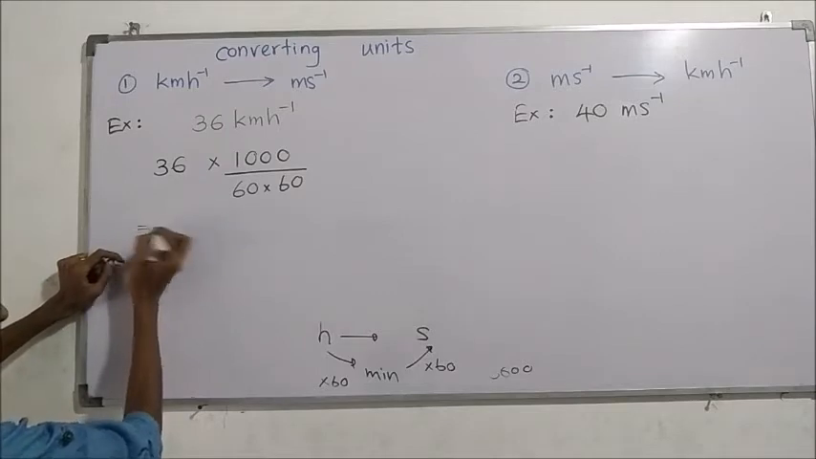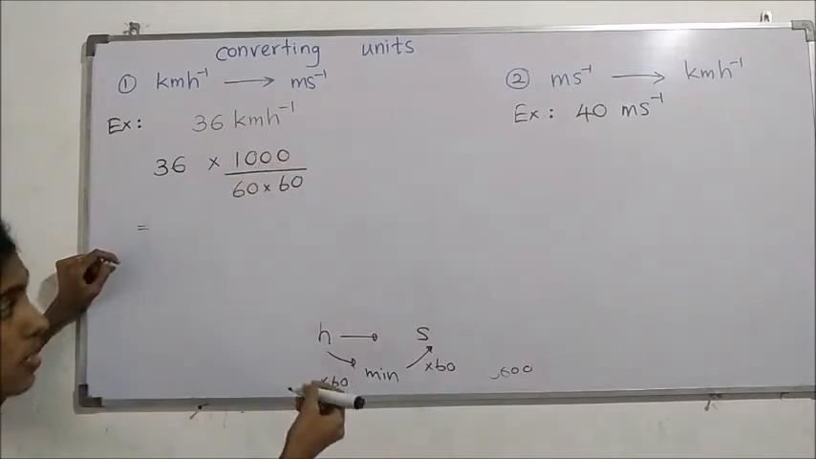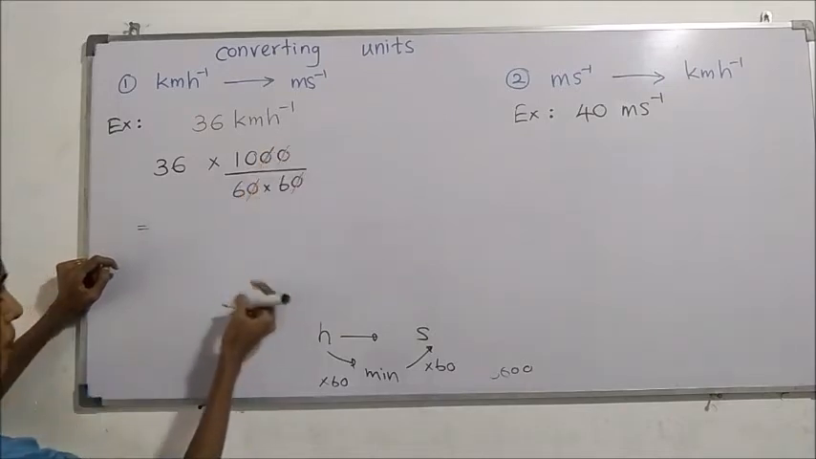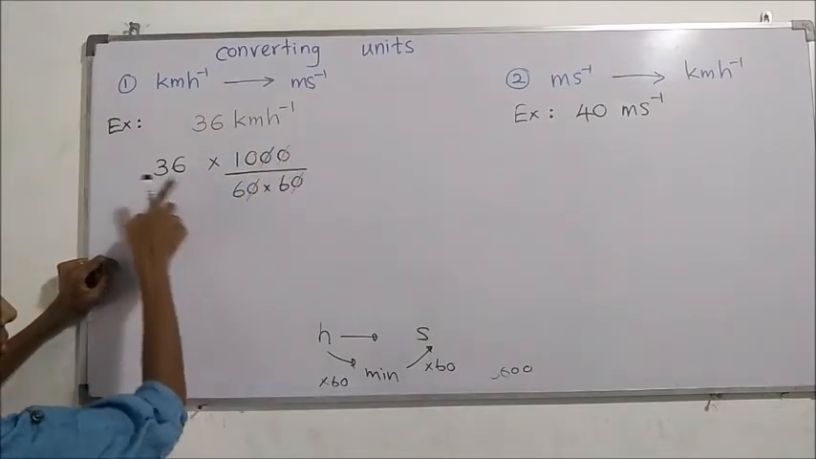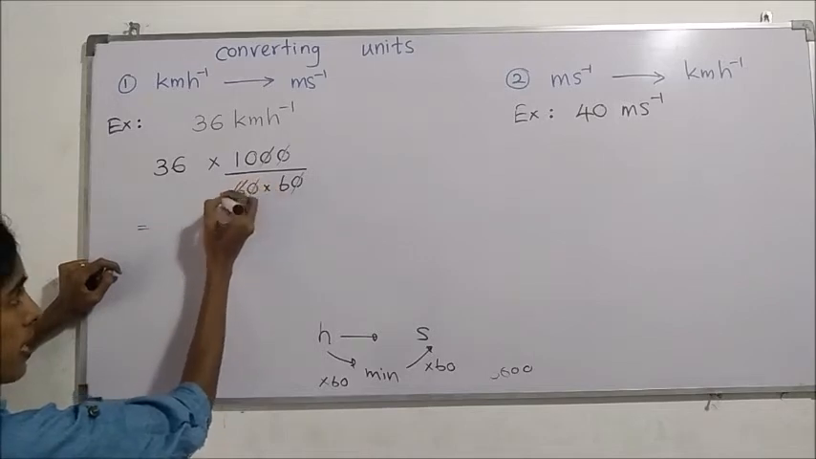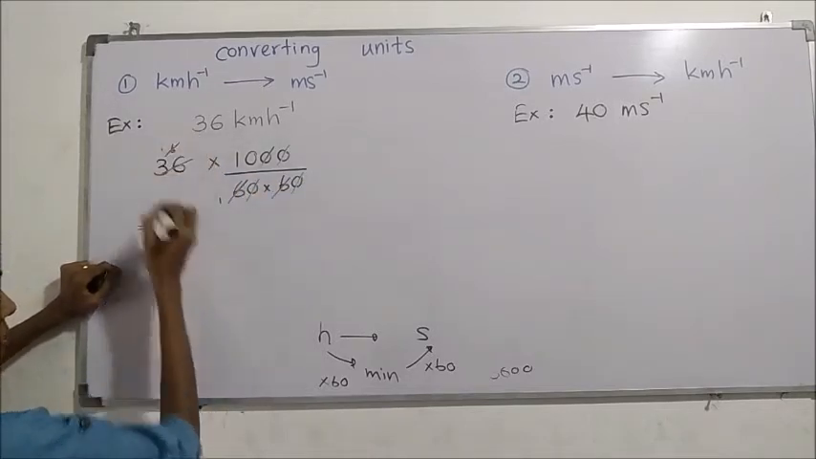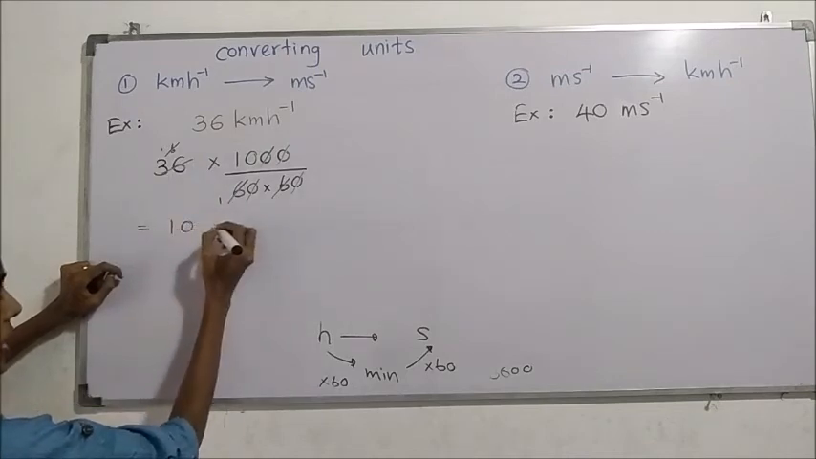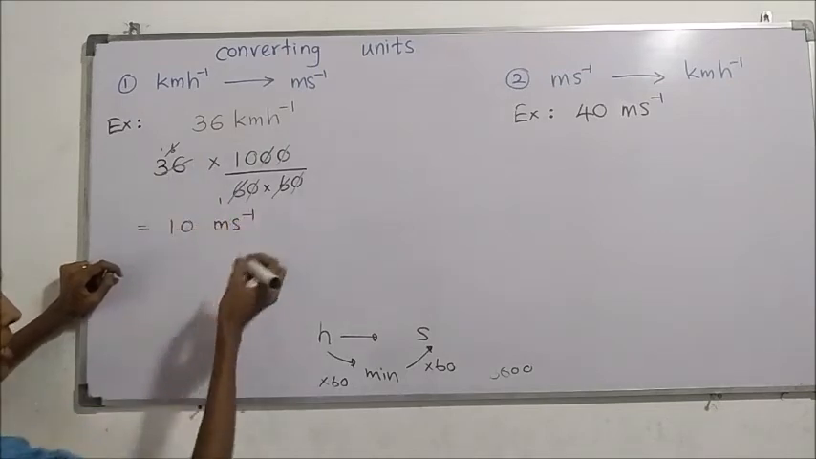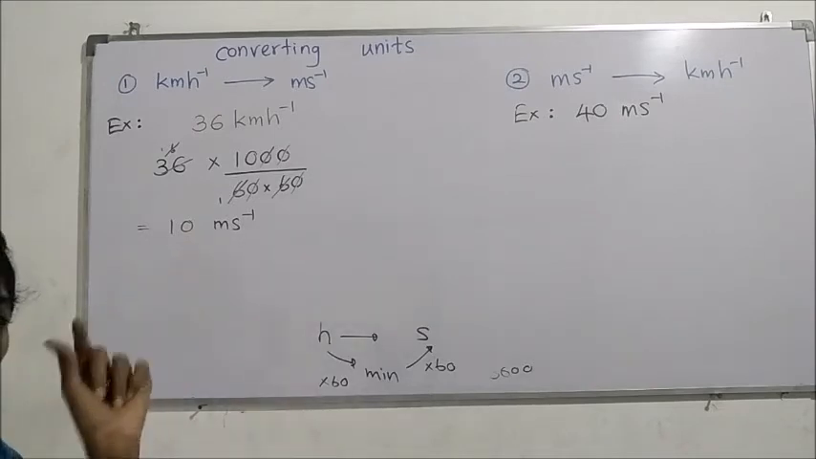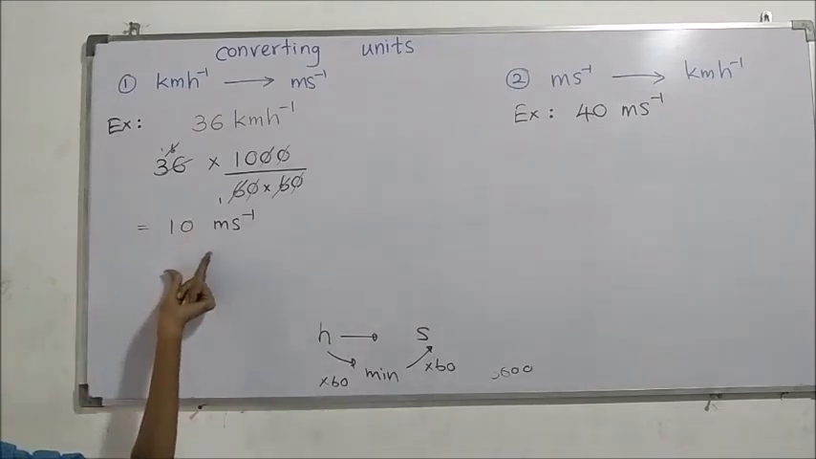Here we can cut the zeros, this 0 to this 0. Then see both are divisible by 6, 6 times 1, 6 times 6, again divisible by 6. Then what will remain? 10. So we can write 10 meters per second. Within 1 second, only 10 meters are moved.